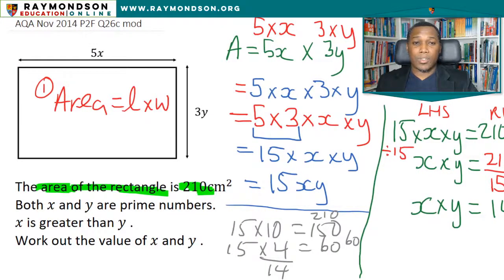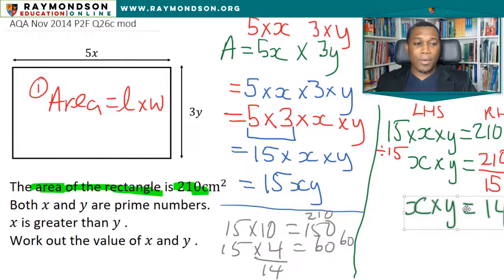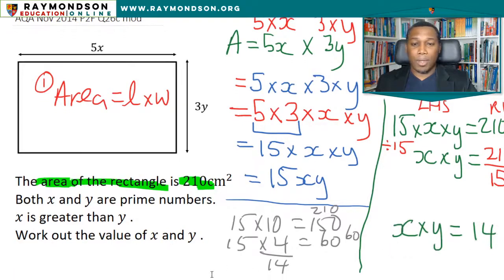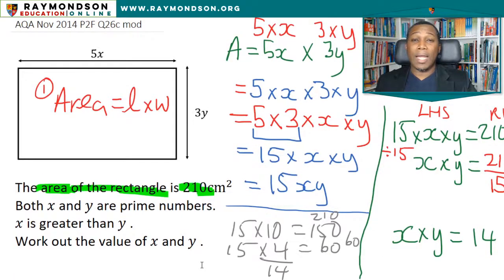Let me get it in the screen. We're now at the stage. We know that x multiplied by y, brilliant, it's in the frame, is 14. And the thing we have to ask ourselves now is, well, the other piece of information: x is greater than y, and we also know that the two numbers are prime numbers.